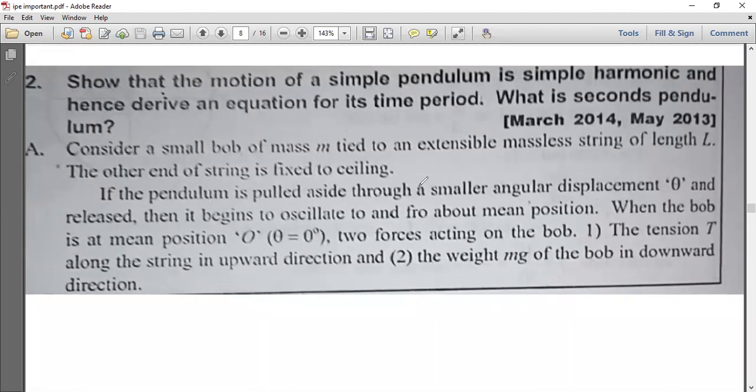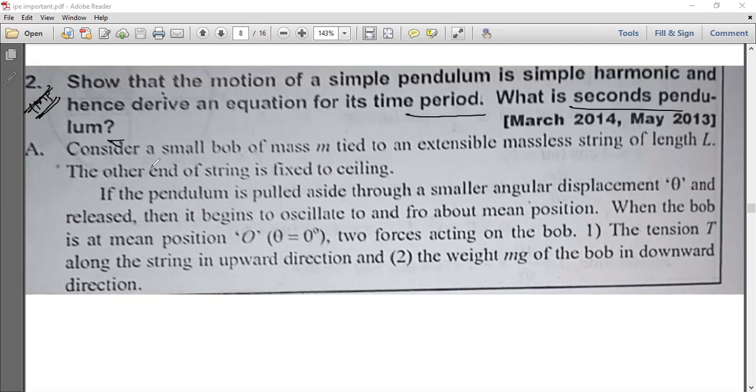Next LAQ from oscillation only: show that the motion of a simple pendulum is simple harmonic, and hence derive an equation for its time period. What is a seconds pendulum? This is important.